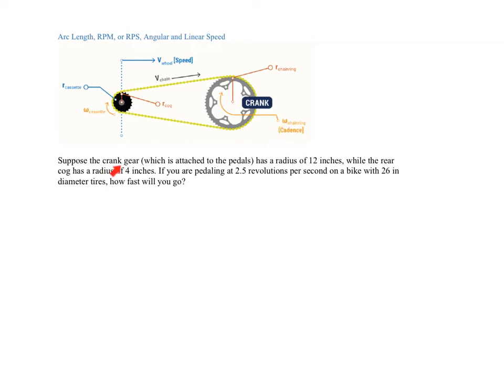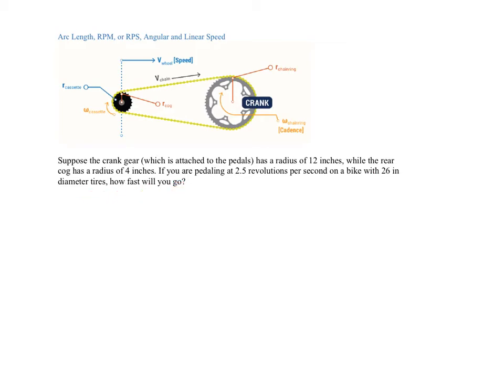So we're going to suppose that the crank gear, which is attached to the pedals, has a radius of 12 inches, while the rear cog has a radius of 4 inches. If we're pedaling at 2.5 revolutions per second on a bike with 26-inch diameter tires, how fast will you go?